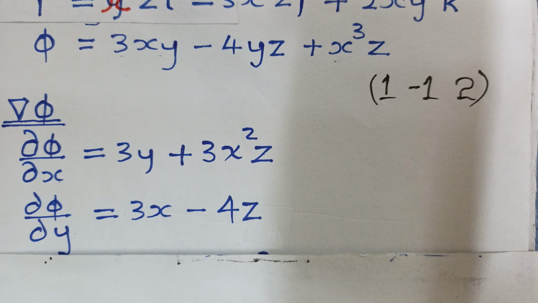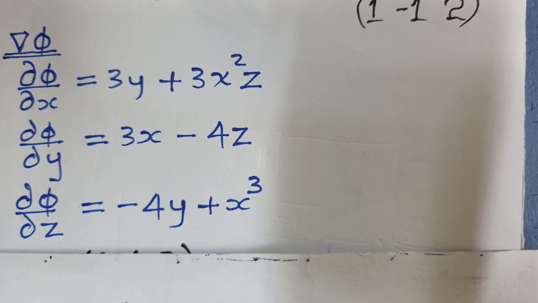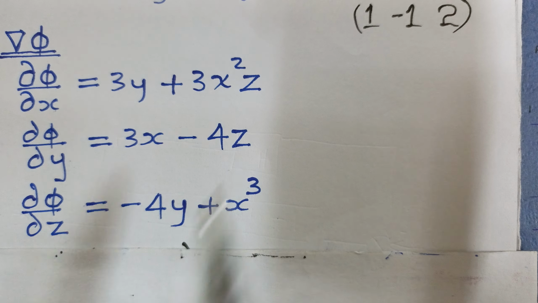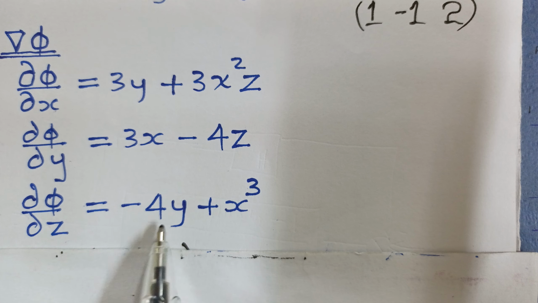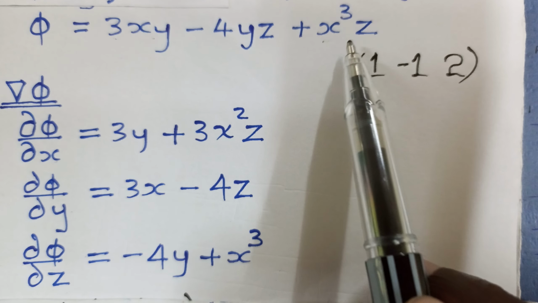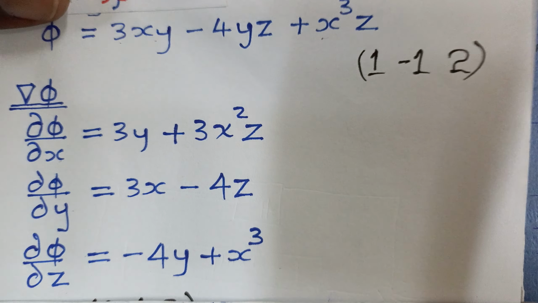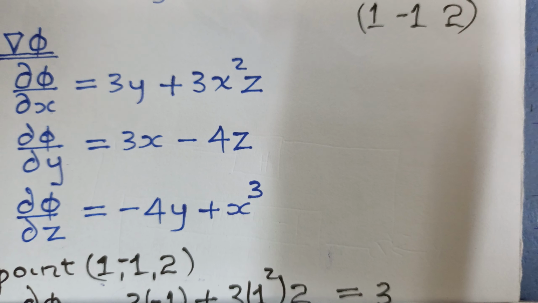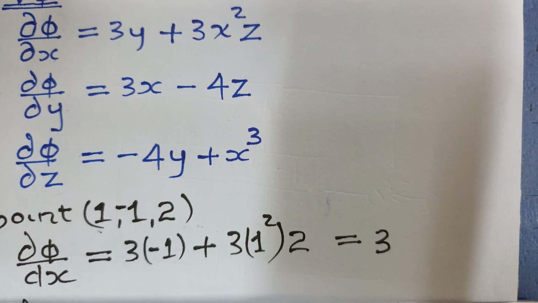We now differentiate with respect to z. With respect to z, this is what we are going to find. y and x are going to be constant. And so therefore, we shall get minus 4y, from this position. And then we shall have x cubed. From there we now come and replace for our values at point (1, -1, 2).